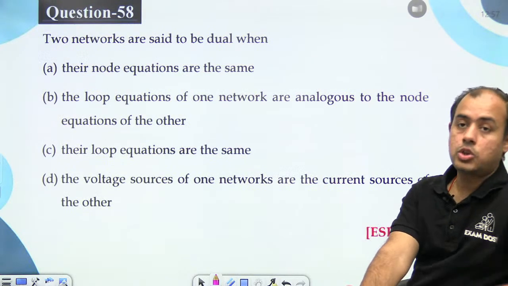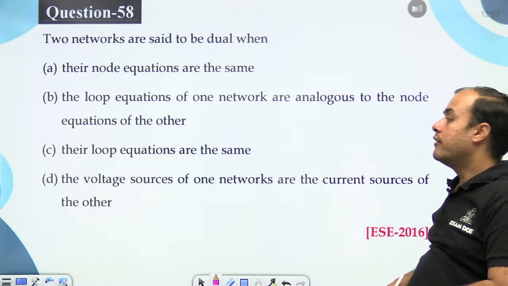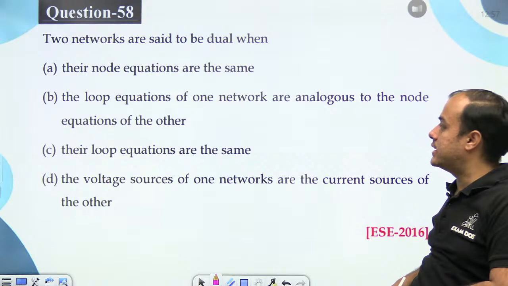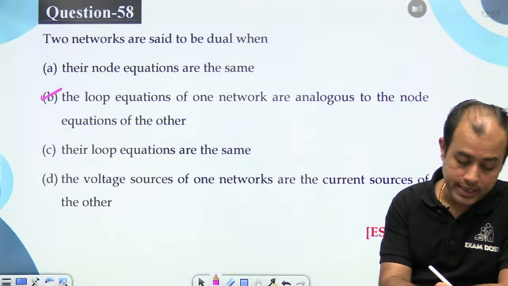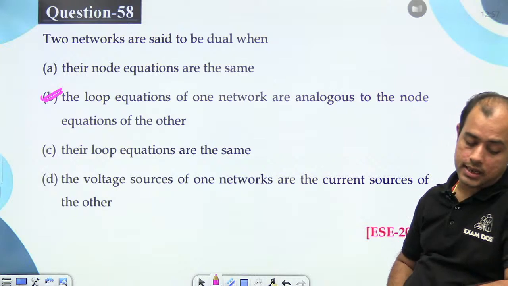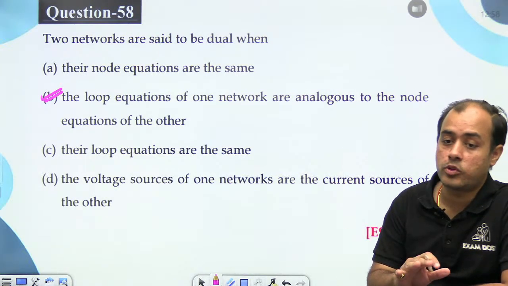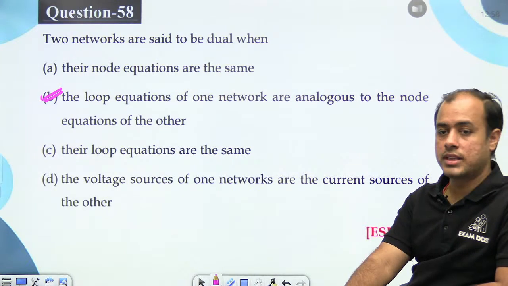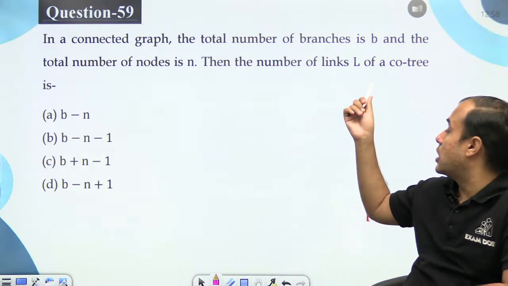Correct? Two networks are said to be dual, ESE 2016. When can you say that two networks are dual of each other? The loop equations of one network are analogous to the node equations of the other. If the equations formed by mesh analysis in one are the same as those formed by nodal analysis in the other, that is duality. Branches are B, nodes are n, number of links.